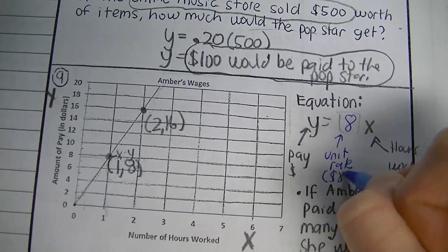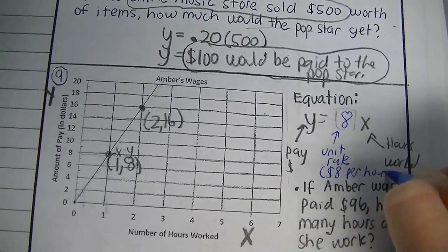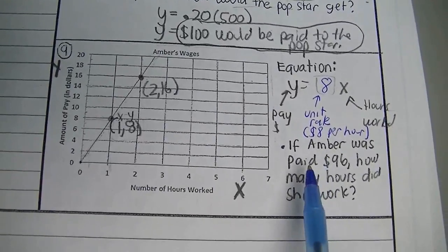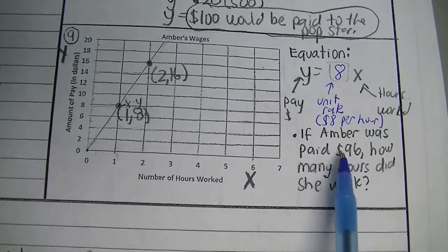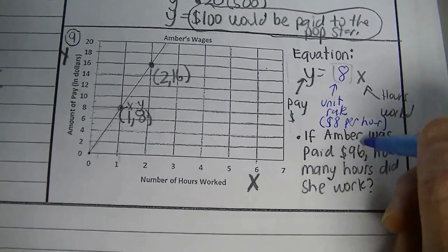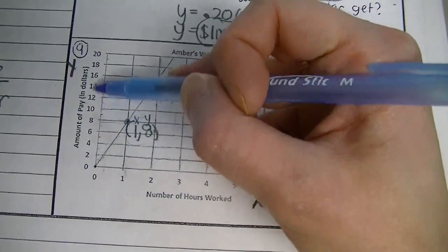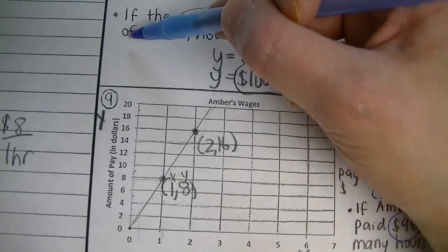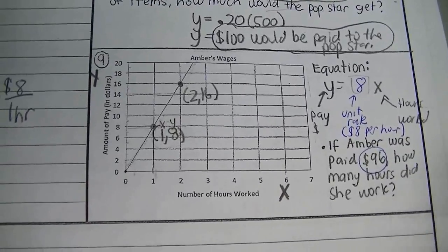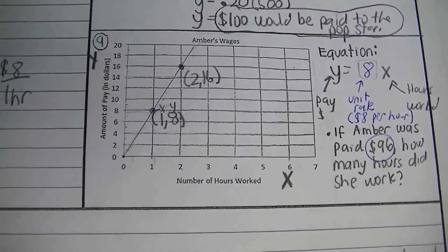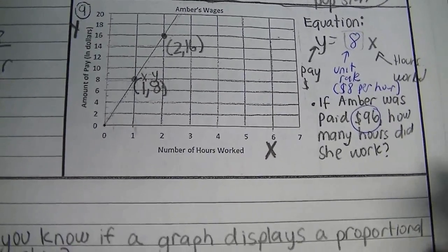And that would be $8 per hour. Okay, so if Amber was paid $96, how many hours did she work? So she was paid $96. So I'm looking at the pay, and it's not on the graph, so therefore I'm gonna need to use my equation, or you could totally use a proportion. But since we are practicing with equations, that's what I want you to use, okay?